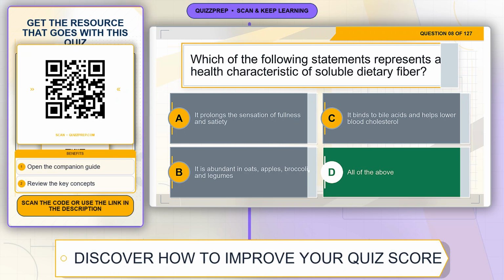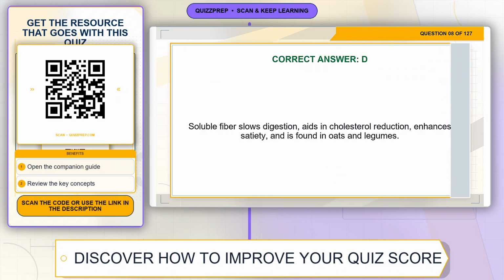The correct answer is option D. All of the above. Explanation. Soluble fiber slows digestion, aids in cholesterol reduction, enhances satiety, and is found in oats and legumes.